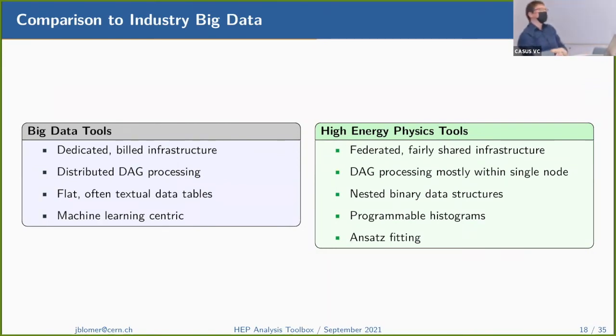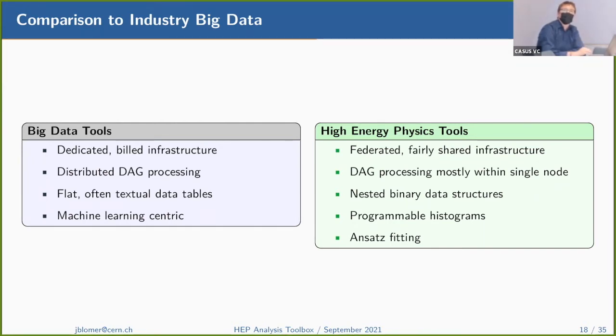Right. So all of this sounds suspiciously similar to the big data ecosystem, but there are some differences. In your typical big data infrastructure, you have a dedicated facility, like one cloud, one set of infrastructure built. You use a workflow engine that distributes your computation according to dependencies. And your data is often textually based. If you look at our problem, we still have a federated infrastructure by and large. So that is quite different.